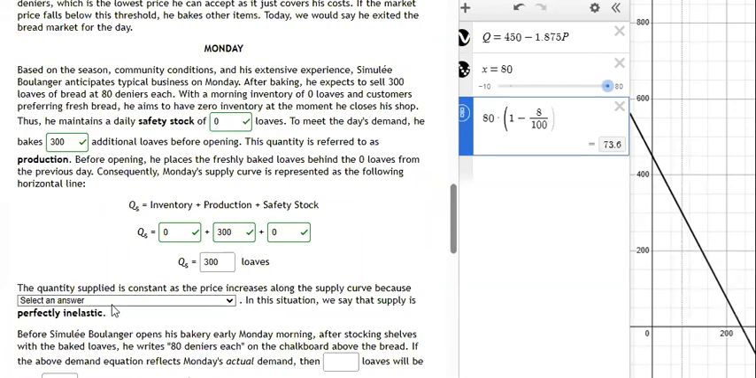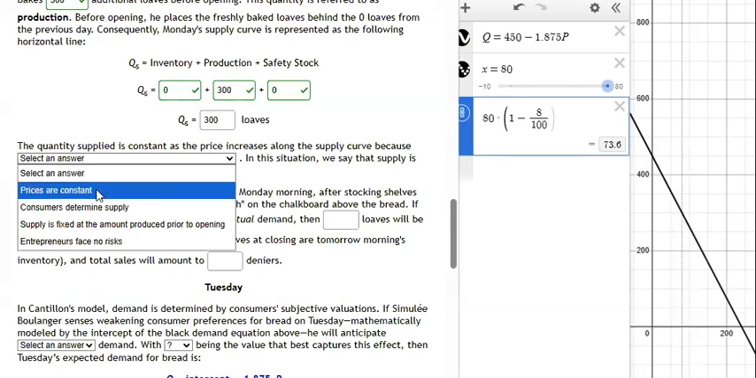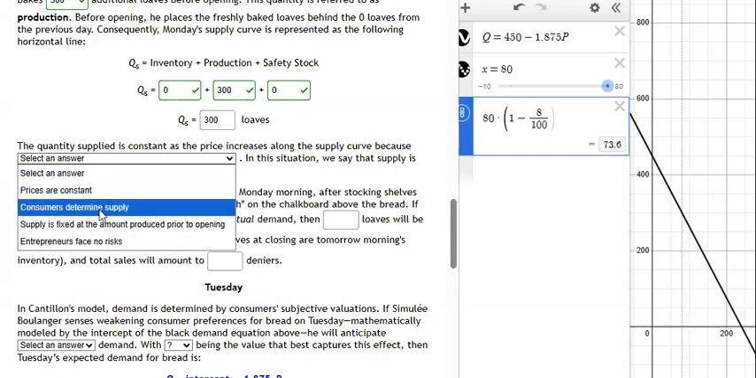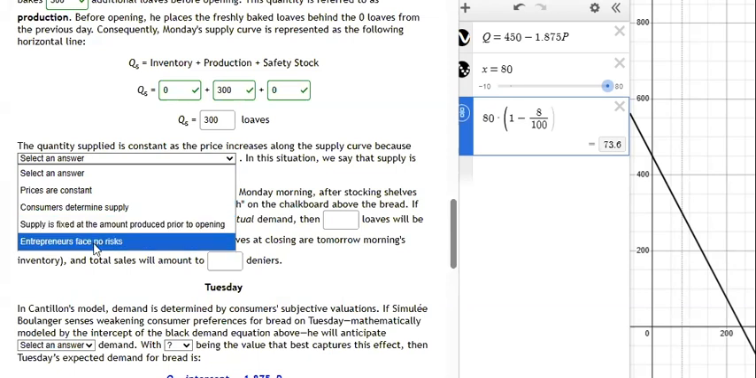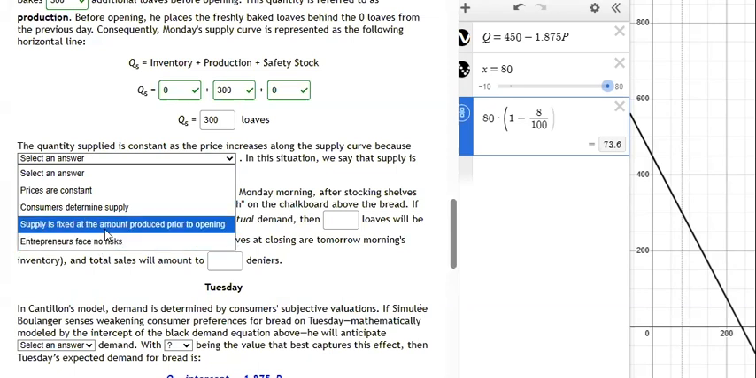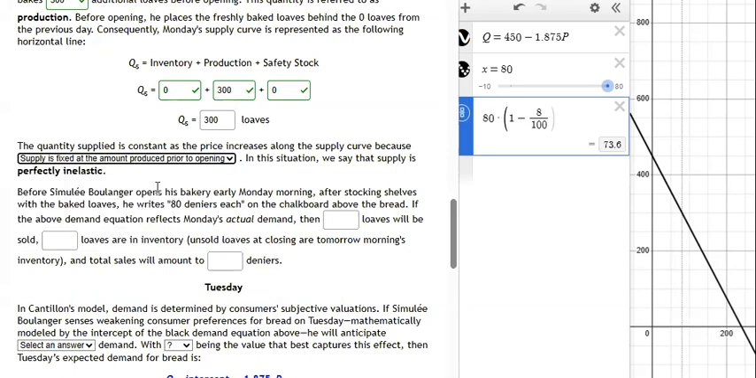The quantity supplied is constant as the price increases along the supply curve because, well, prices are not constant. They can rise or fall depending on subjective valuations of consumers. Consumers don't determine supply, the producer does. Entrepreneurs face no risk. So it has to be this one. Supply is fixed at the amount produced prior to opening. He made the decision of how much to produce prior to opening a shop. In this situation, we say that supply is perfectly inelastic.